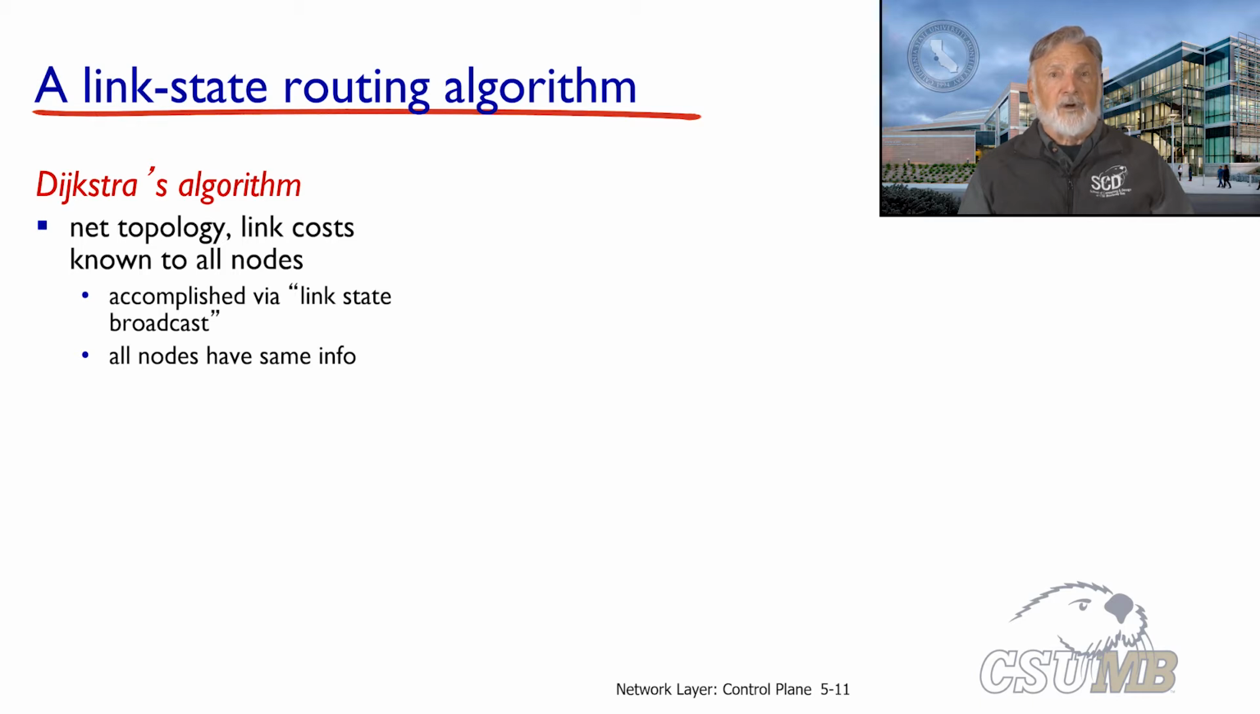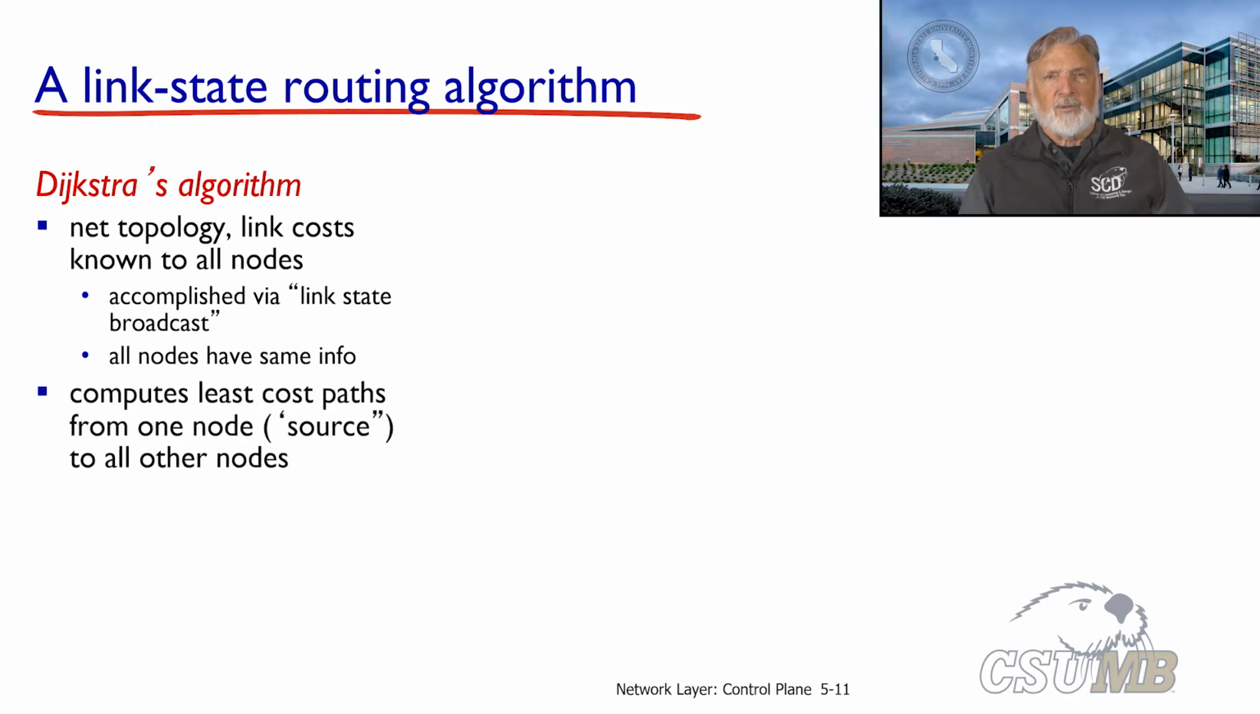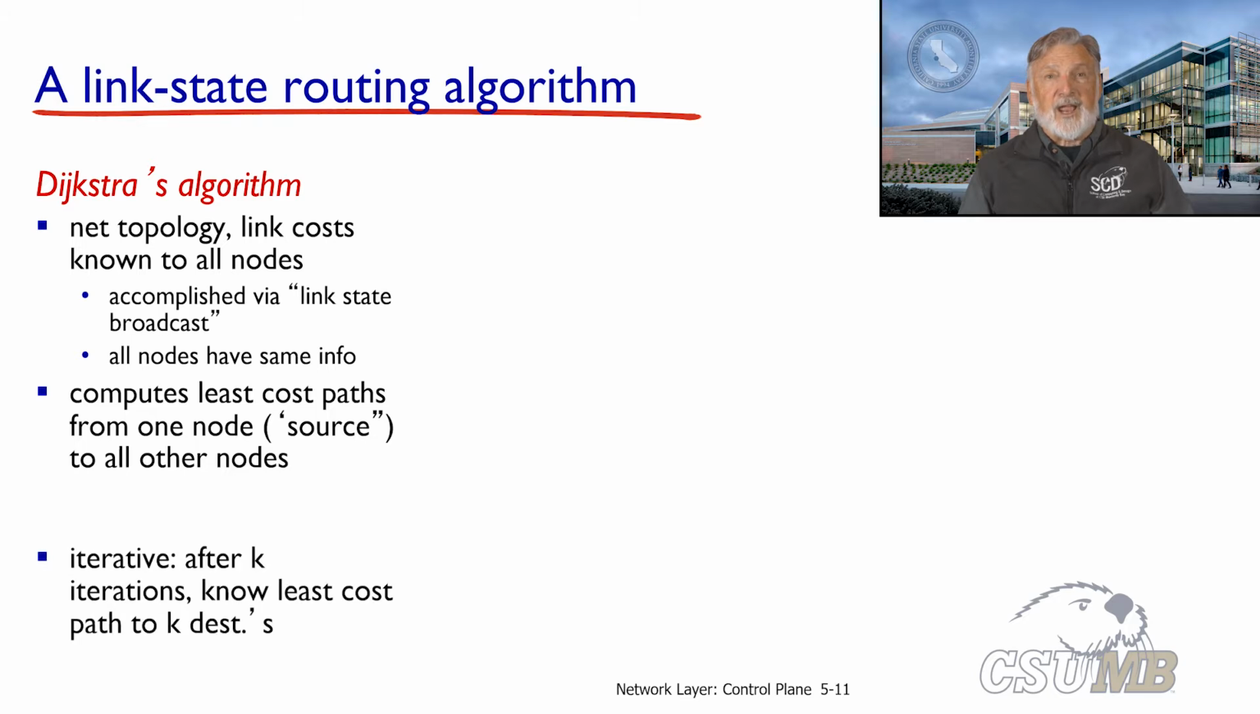When the algorithm is finished running, all the nodes in the network will have a complete map of the network with all the nodes and all the costs of all the links. This information has been learned by all nodes sending out link state broadcasts. Let's examine this algorithm. The algorithm finds the shortest or least cost path from a source node to all other nodes in the network. The algorithm runs k times to find the best path to k different destinations. Once the algorithm finishes, the forwarding table for that source node has been computed.